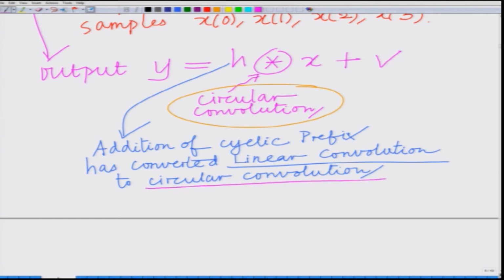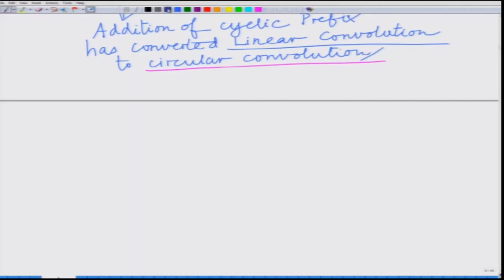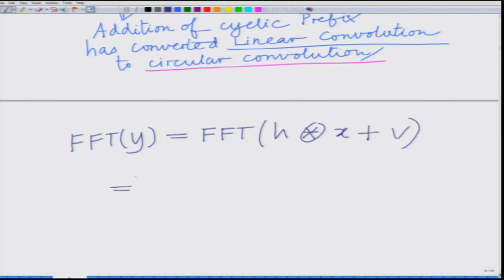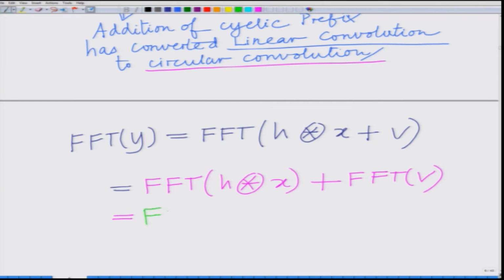Now we know from the properties of the circular convolution that if you take the FFT of a circular convolution of H and X, then in the FFT domain it is simply the product of the FFTs of H and X. So, because we have circular convolution, the FFT of Y is equal to the FFT of H circularly convolved with X plus V, which is the noise. Now, the FFT operator is linear, so that is simply the FFT of H circularly convolved with X plus the FFT of V. The FFT of a circular convolution is the product of the FFTs.